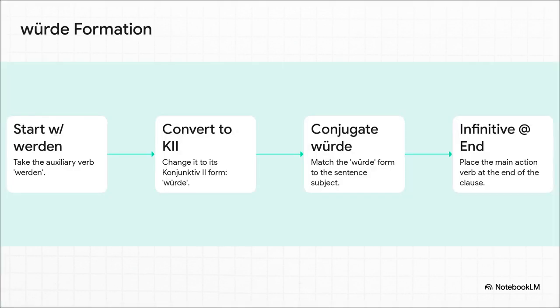And the recipe couldn't be simpler. First, you take the verb werden. Then, you change it into its special form, würde. Next, you just add the right ending to würde depending on who you're talking about. And finally, this is the classic German move, you take your main verb, the action word, and kick it all the way to the very end of the sentence.